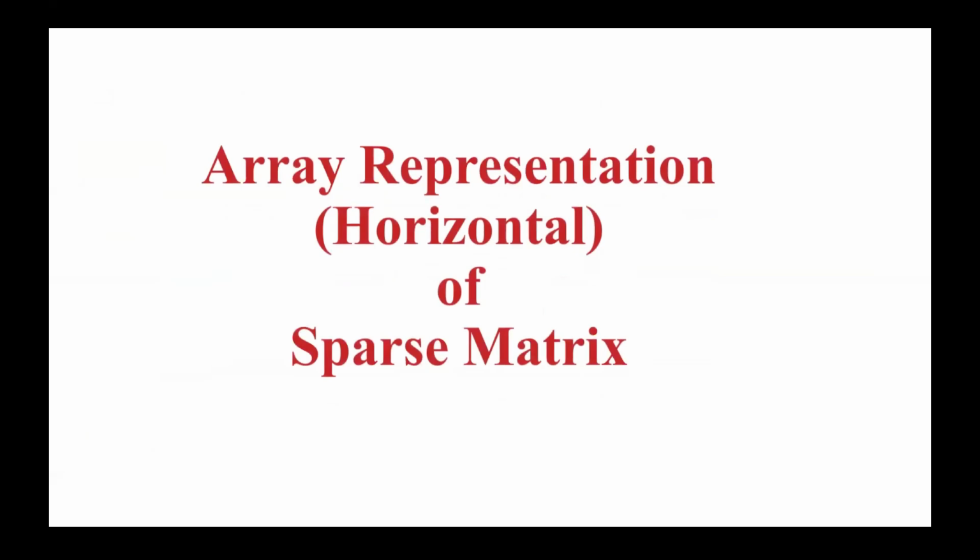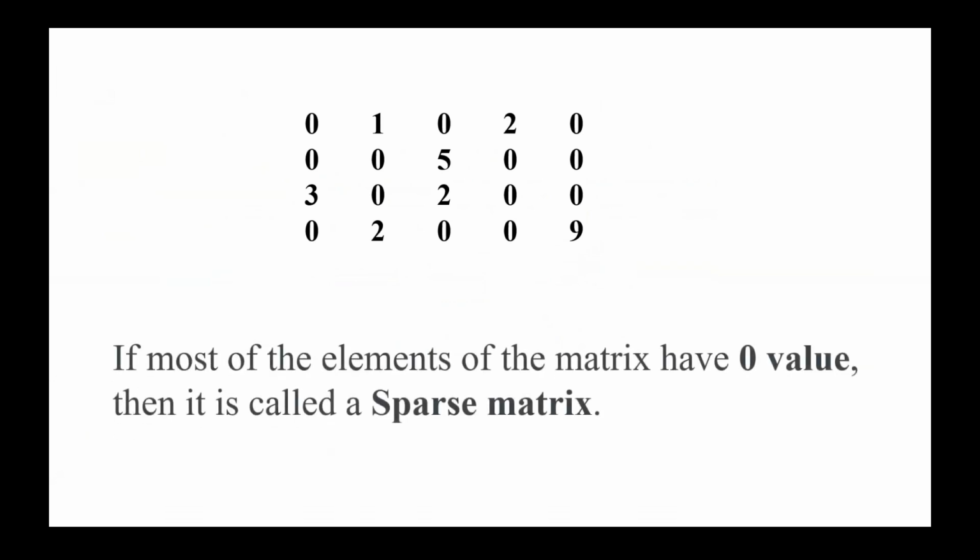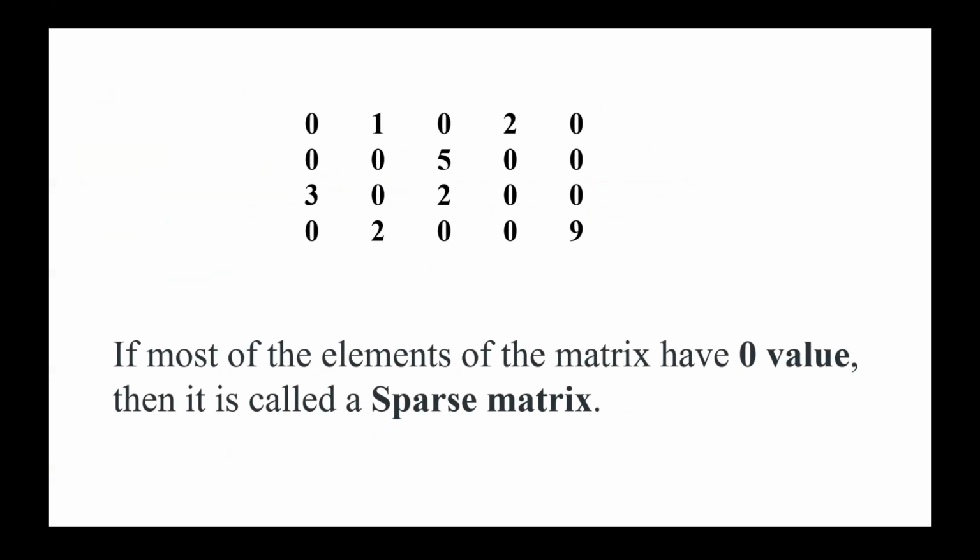So in this video, we are going to learn how to represent a sparse matrix in triplet form, where the array is represented in the triplet format of horizontal. So let's take an example. In this case, what we observe is that the maximum number of elements are 0. Whenever a matrix has the maximum number of elements as 0, then it is called a sparse matrix.